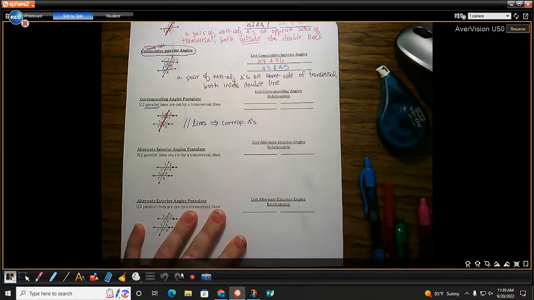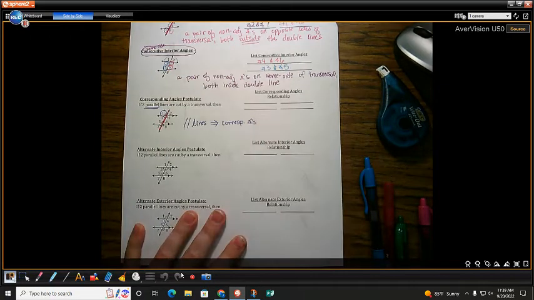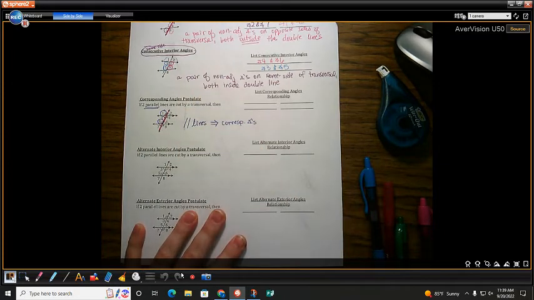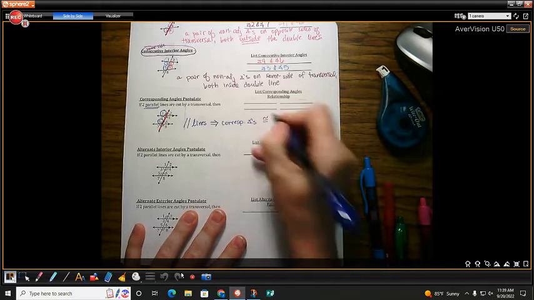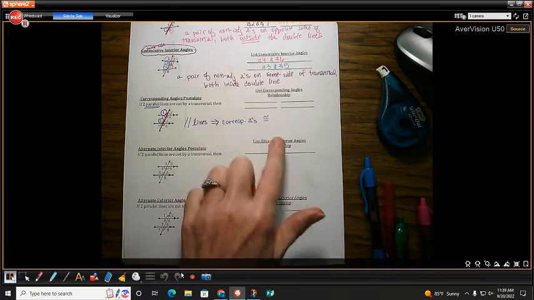So let's find a set of corresponding angles. Here's angle 1. Which angle would correspond to it in this picture? Angle 5. Now look at angle 1 and angle 5, and what appears to be true about them? They're congruent. When your lines are parallel, your corresponding angles are always going to be congruent.